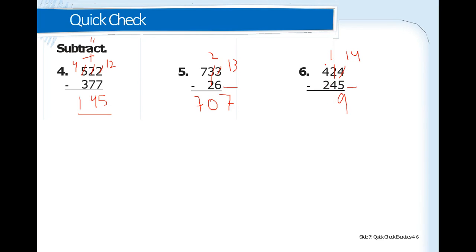We need to regroup by crossing 4 to become 3 and 1, it's going to become 11. 11 minus 4 equals 7. 3 minus 2 equals 1. The answer is 179.